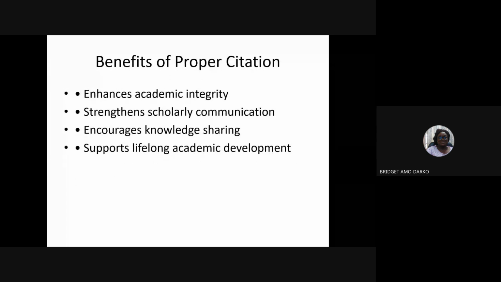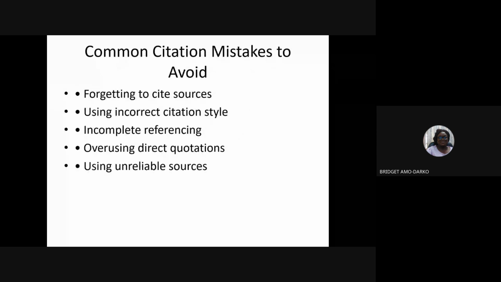Benefits of proper citation. It enhances academic integrity, strengthens scholarly communication, encourages knowledge sharing, supports lifelong academic development.